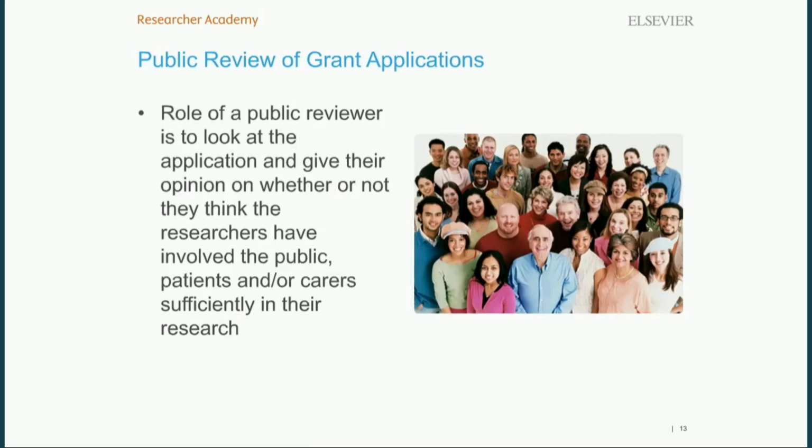So I just want to talk a little bit about public review of grant applications. More and more you will notice that funding bodies may be sending out your grants to public reviewers and not only the traditional scientific reviewers. So the role of a public reviewer generally is to look at your application and give their opinion on whether or not they think that you have involved the public and patients or carers sufficiently in your research.